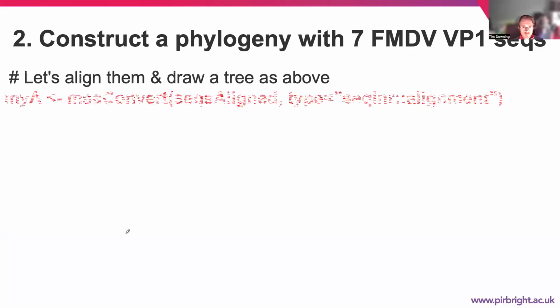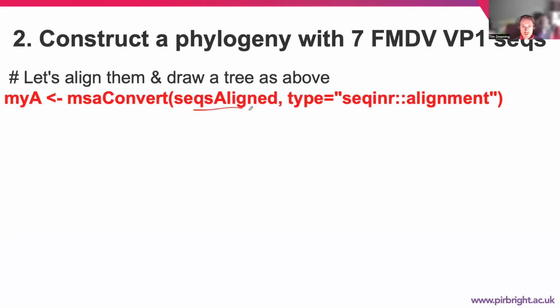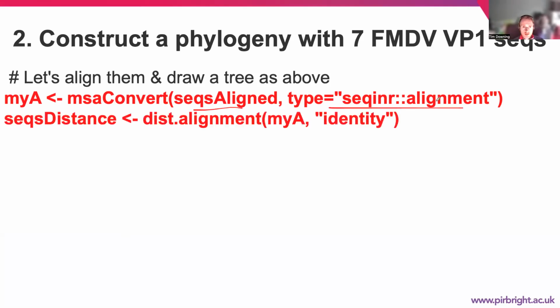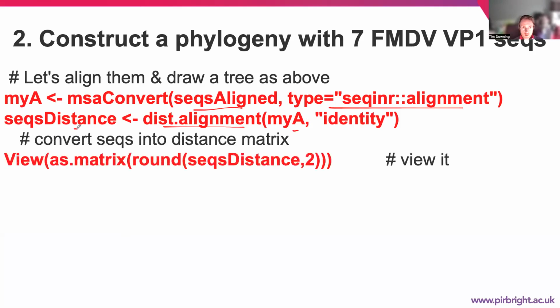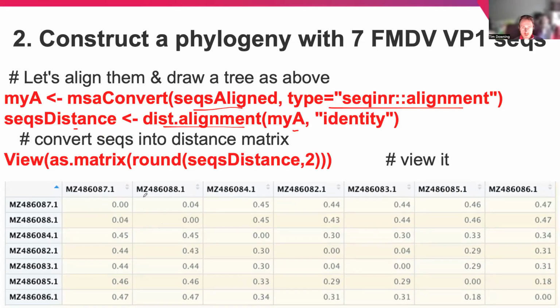Next we can convert the alignment using the msaConvert function, taking the sequence lines that we had and calling it a seqinr alignment. We can then construct the distances for the alignment, creating an identity matrix from dist.alignment, which we created before, called seq.distance. We can view that matrix, and what we see is the pairwise distances between the different samples, based on the fraction of nucleotide changes. You see that some are more divergent than others, and it varies a bit.